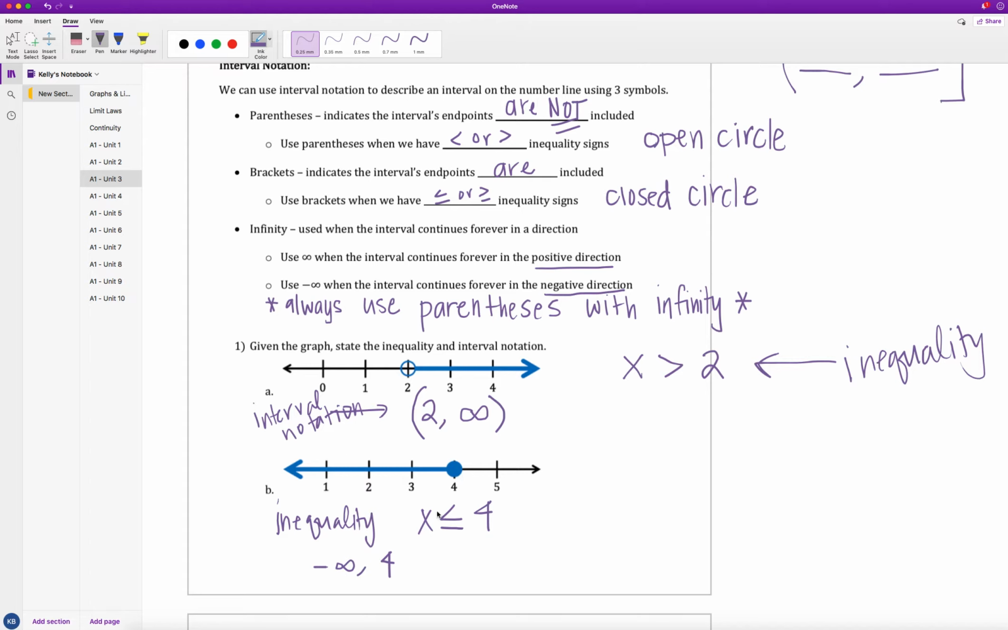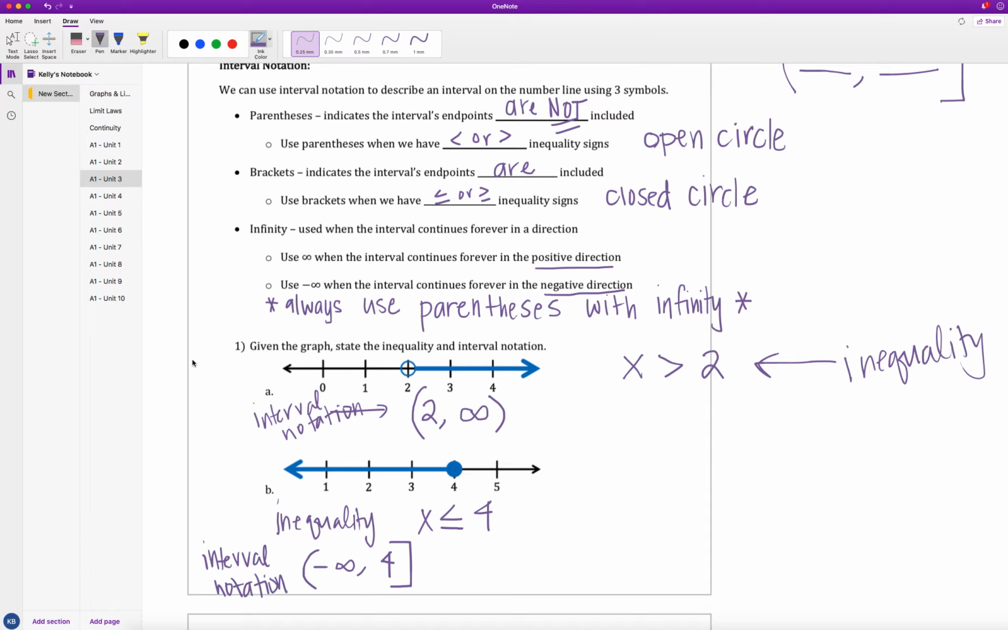Now we have to think about, do I put a parenthesis or bracket? On negative infinity, we will always be putting a parenthesis because we never technically reach it. Infinity is not a number, it's a concept, so that's why we have our parenthesis. On 4, though, because I have a closed circle, I have to make sure I'm including it, so I want to put a bracket on 4, because that specifies that I am including the endpoint, which also matches up with our less than or equal to bar on our inequality. So the second one here is our interval notation.